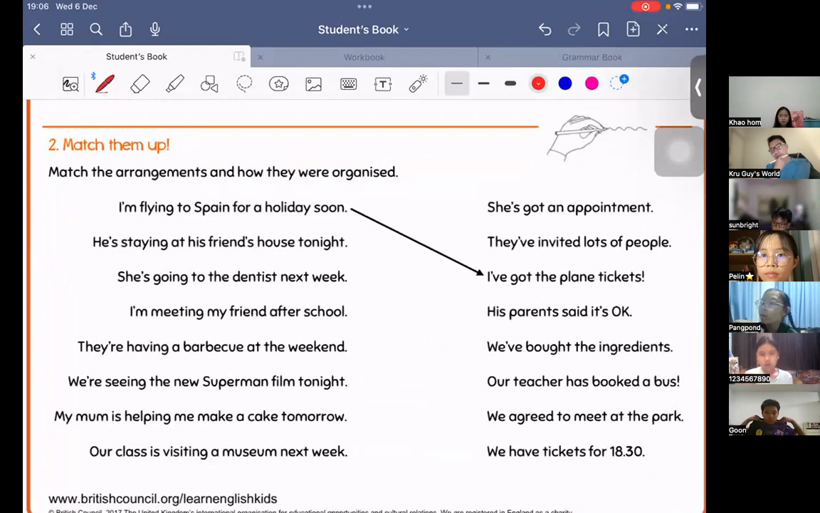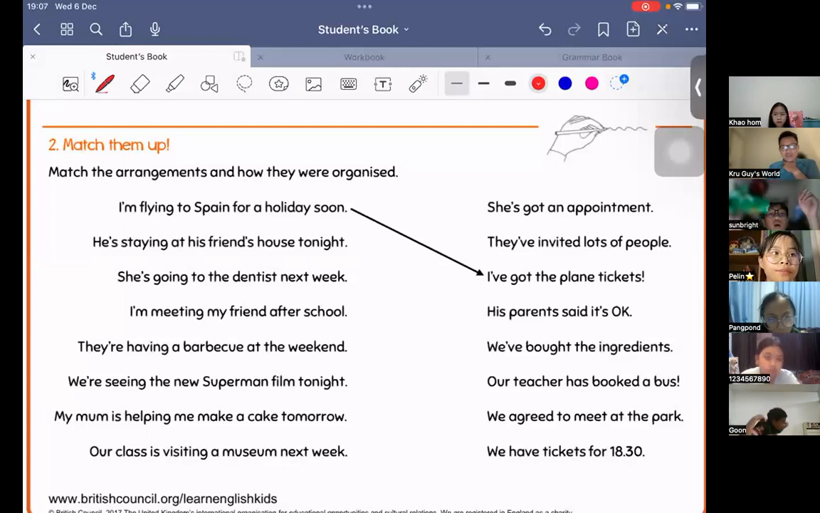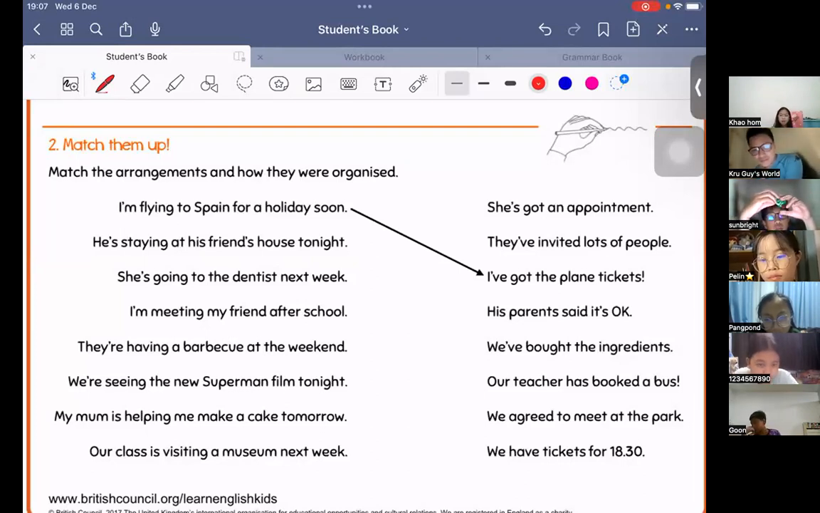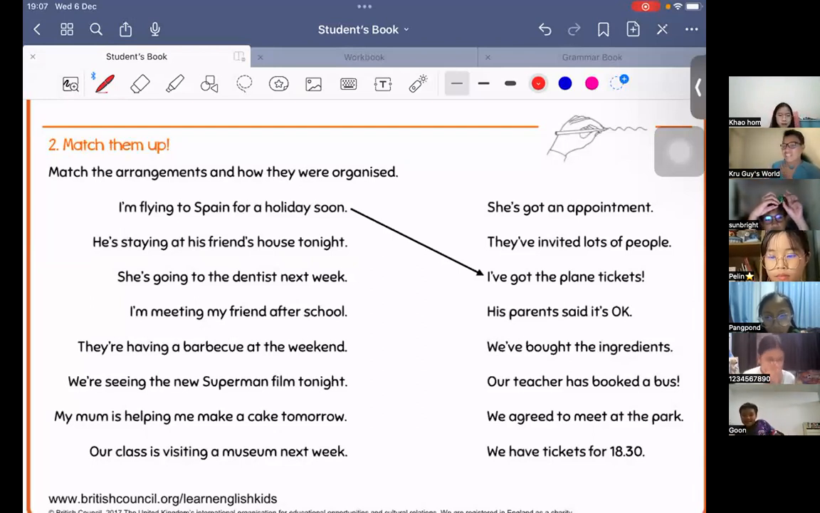Look at number two. He's staying at his friend's house tonight. Can you read it for me, please? Number two. He's staying at his friend's house tonight. Okay. Which one is the bad answer for this one? His parents say it's okay. We say his parents say it's okay. Okay, let's see. I don't know, is it correct or not?